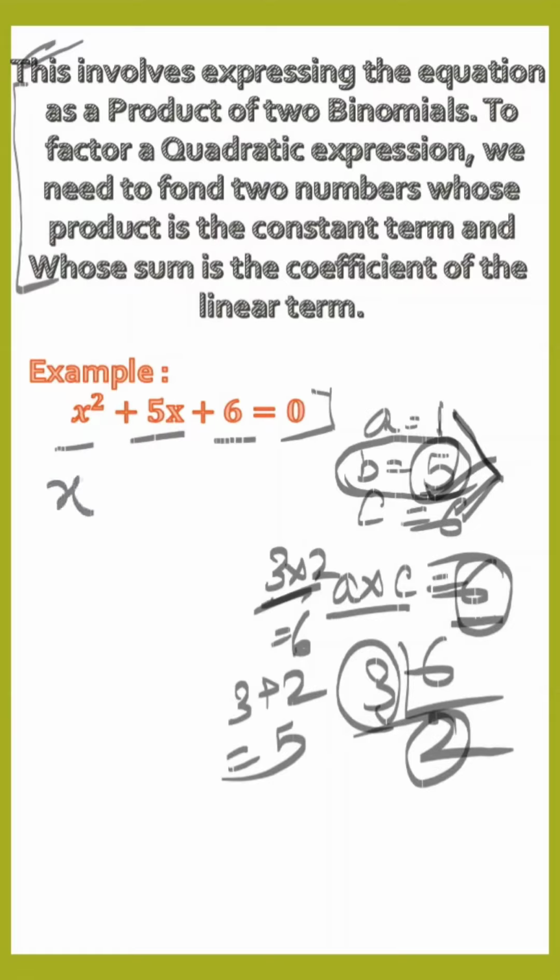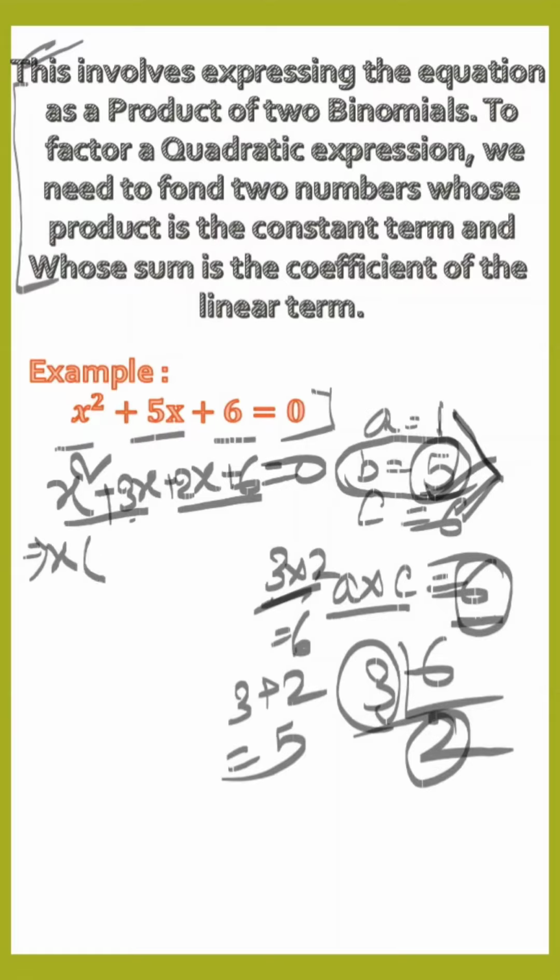Now we have to write it in this way: x² + 3x + 2x + 6 = 0. We can write 5x in the form of 3x plus 2x, right? So now we can write this equation in this form: x into (x + 3) plus, here in 2x + 6, we take 2 common, then 2 into (x + 3) is equal to 0, right?